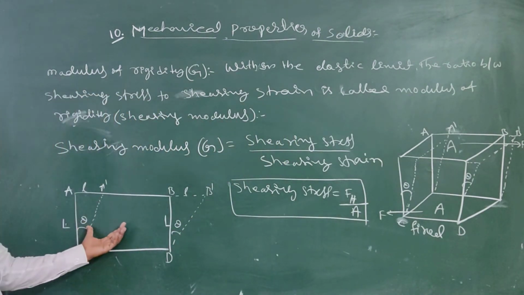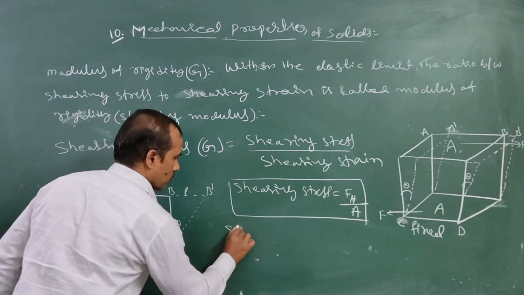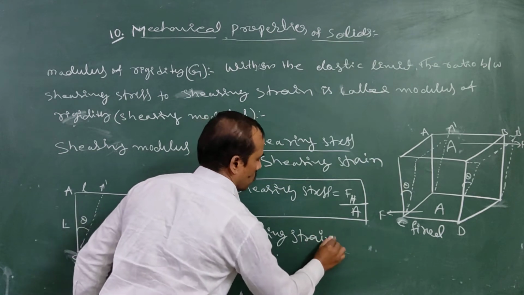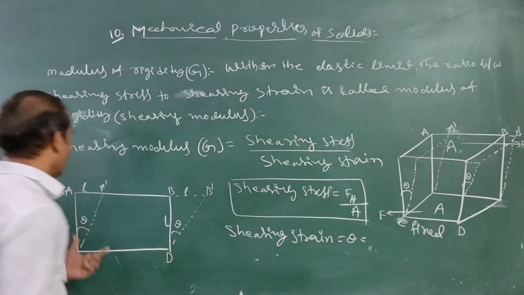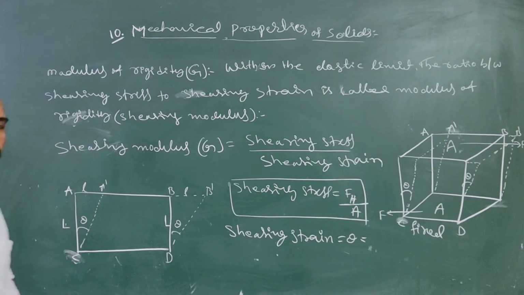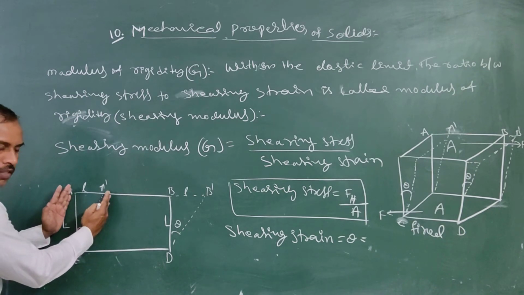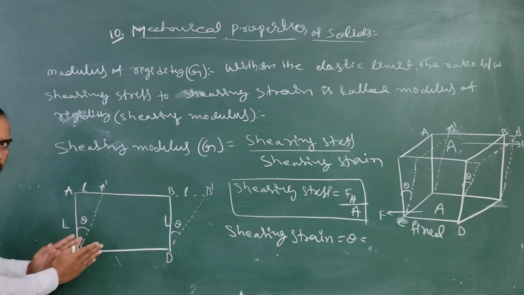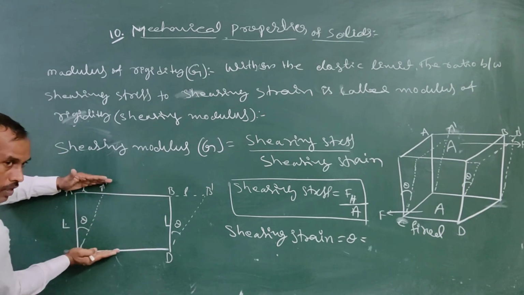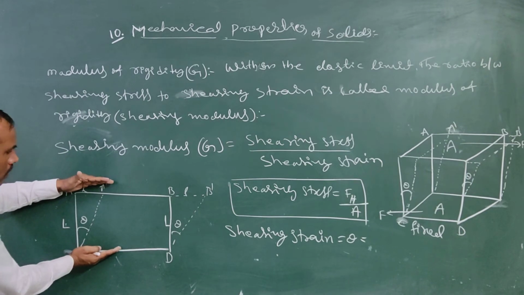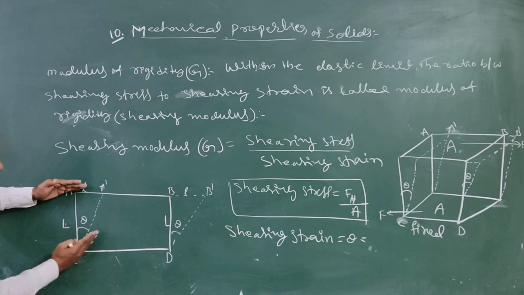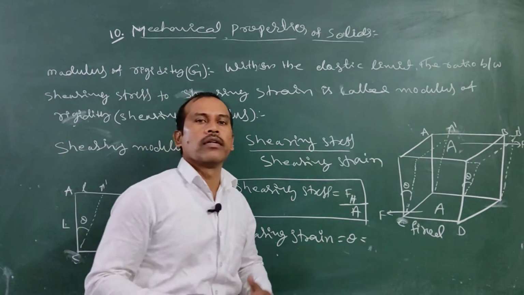Next, shearing strain. The shearing strain is equal to theta. Statement of shearing strain: the ratio between the relative displacement between opposite surfaces and the perpendicular distance between both surfaces is called shearing strain.